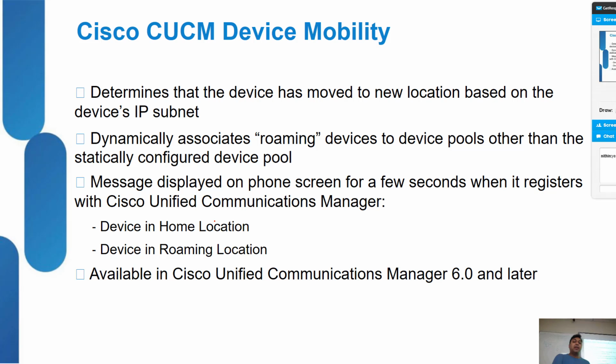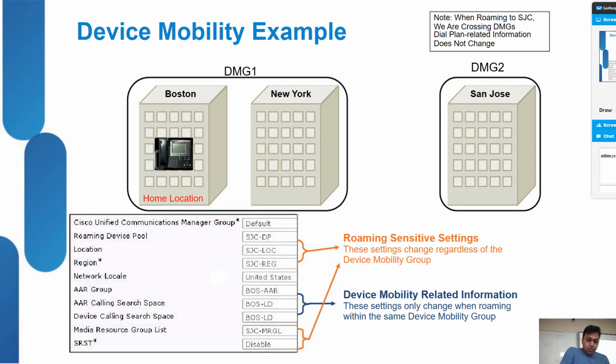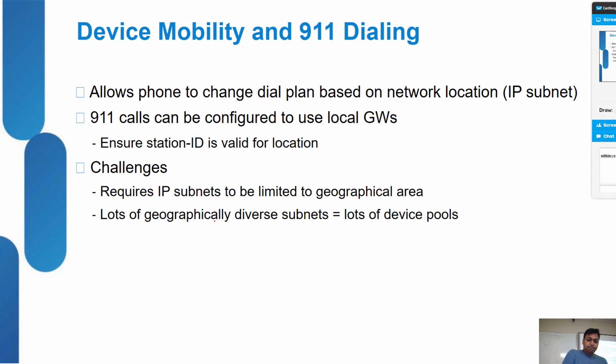If you have device mobility, pay attention to that as well, because device mobility will move based on IP address. Okay? So that has to be kept in mind. Whenever you have device mobility with 911, make sure you allow the phone to change the dial plan based on the location IP. 911 can be configured to use the local gateway using the local route group. Ensure that the station ID is valid for that particular location.